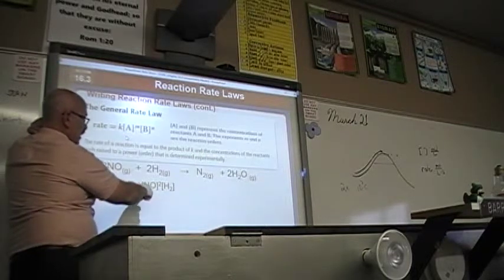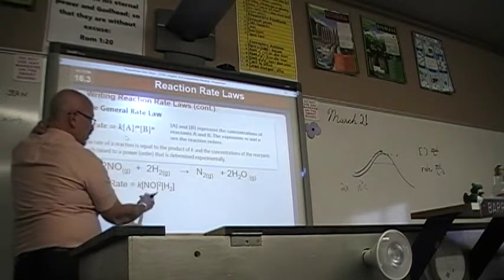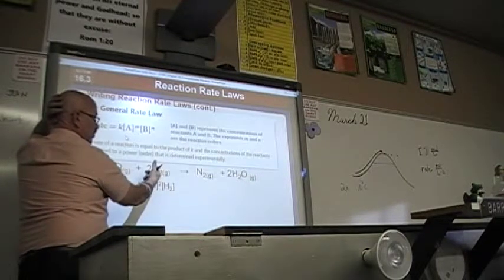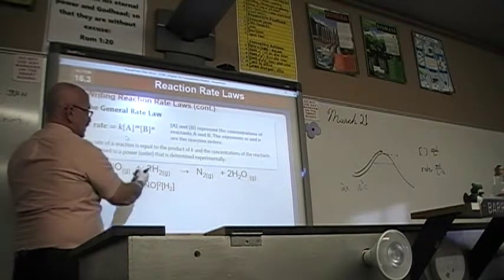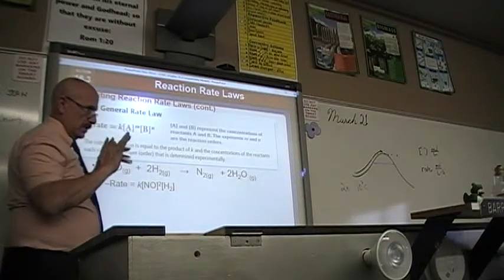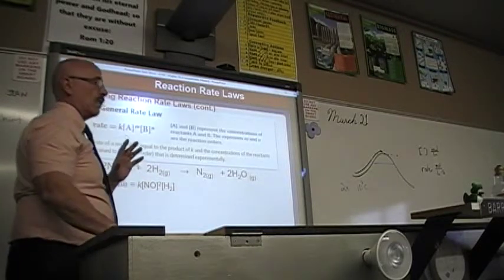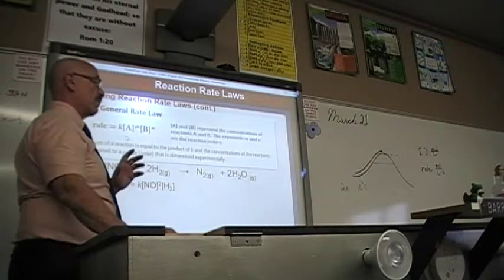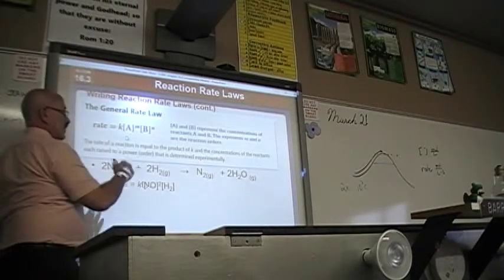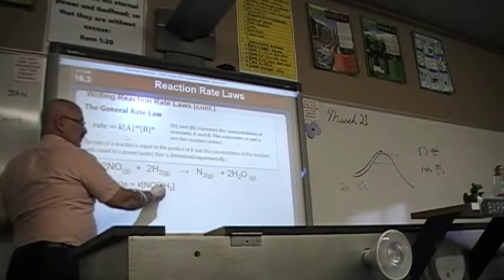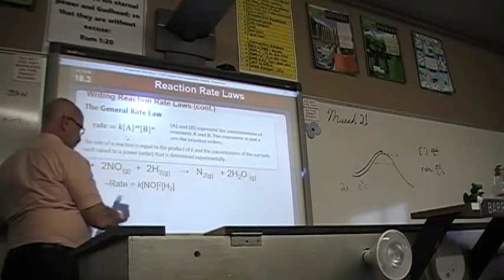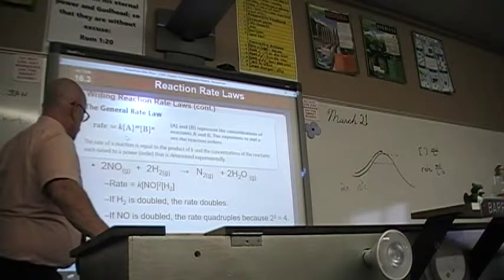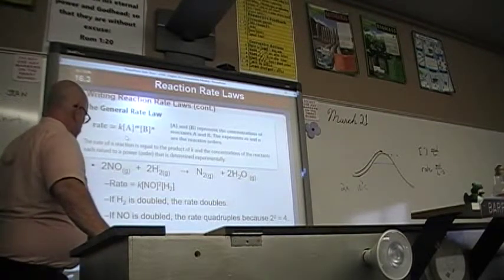The negative rate equals, in this case, for this reaction, the concentration of NO squared times the concentration of H2. And remember, it has nothing to do with the coefficients. We're going to talk about something in a few minutes called an equilibrium constant, which does have something to do with coefficients, but rate does not. This is determined experimentally, squared and to the first power. And that just explains that there.